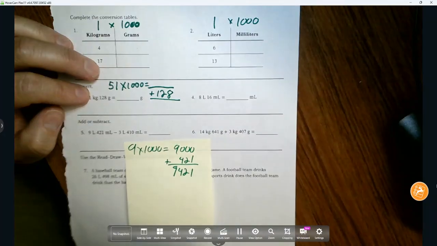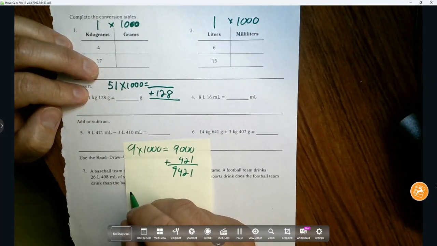Over here, they're making us do another conversion. I guess they're not being nice today. This one's a little harder than yesterday, a little more work, but we can handle it.